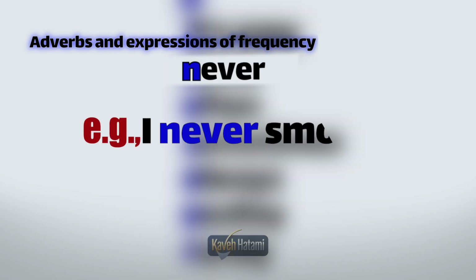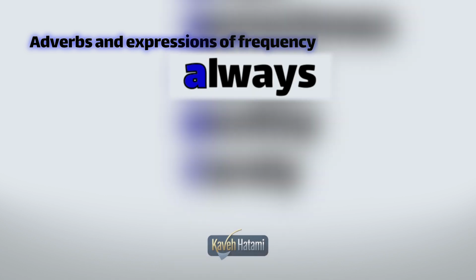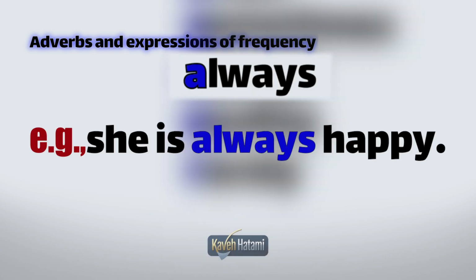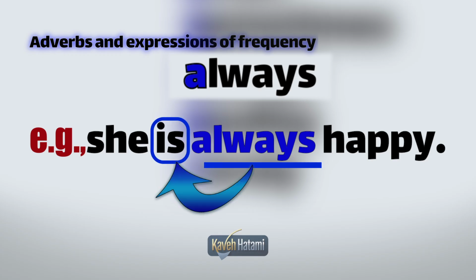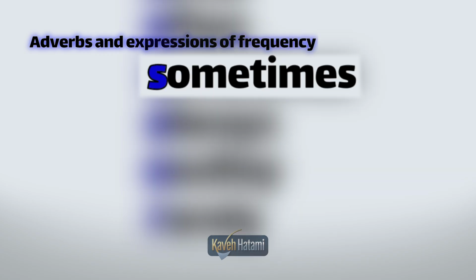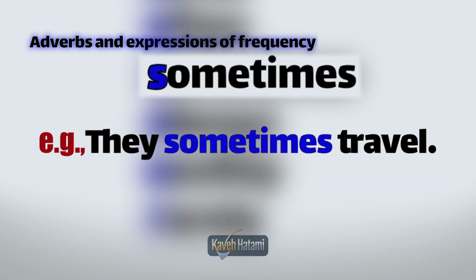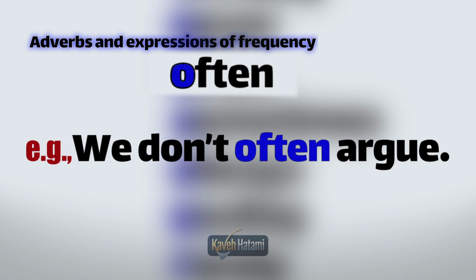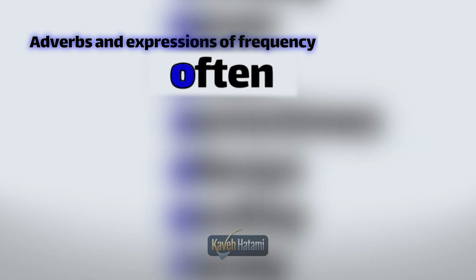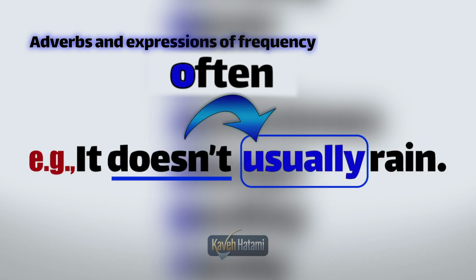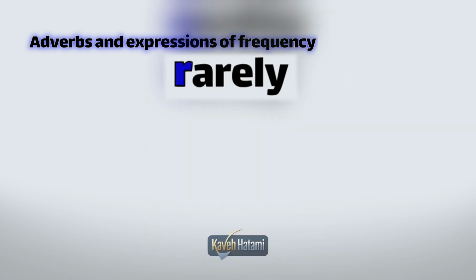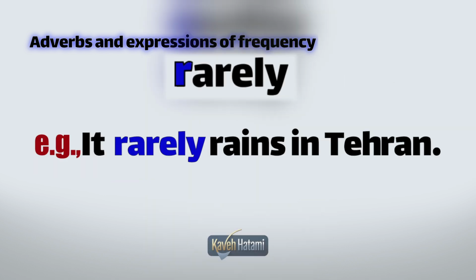For example, I never smoke. A stands for always. She is always happy. Be careful, we put always after the to be verb. Sometimes. They sometimes travel. Often. We don't often argue. So as you notice, in the negative form, we put the auxiliary before the adverbs. Another example, it doesn't usually rain. Hardly ever or rarely. It rarely rains in Tehran.